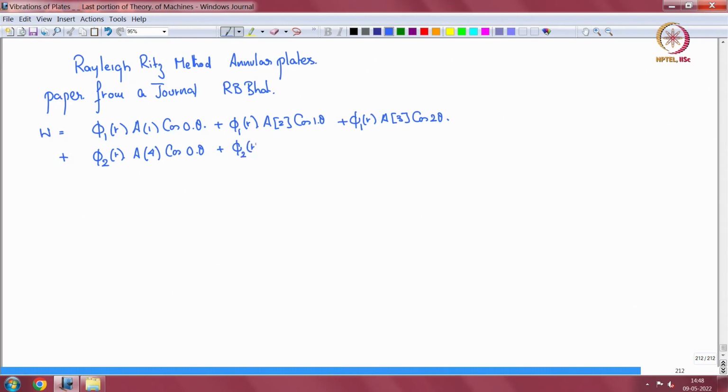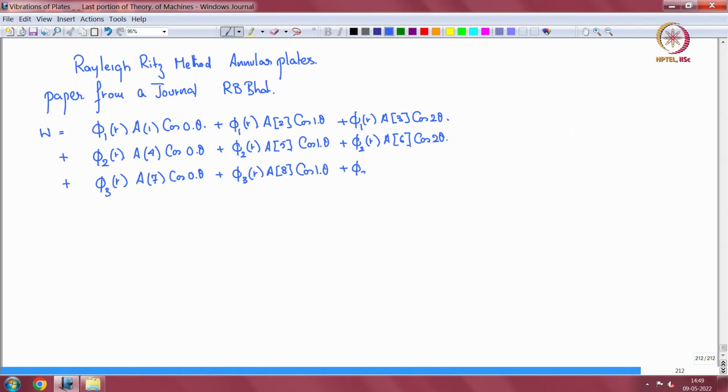plus phi 2 of r a 5 cos 1 theta, plus phi 2 of r a 6 cos 2 theta, plus the next level in the radial direction, a 7 cos 0 theta, plus phi 3 of r a 8 cos 1 theta, plus phi 3 of r a 9 cos 2 theta. So this bracket and that bracket, they are the same.